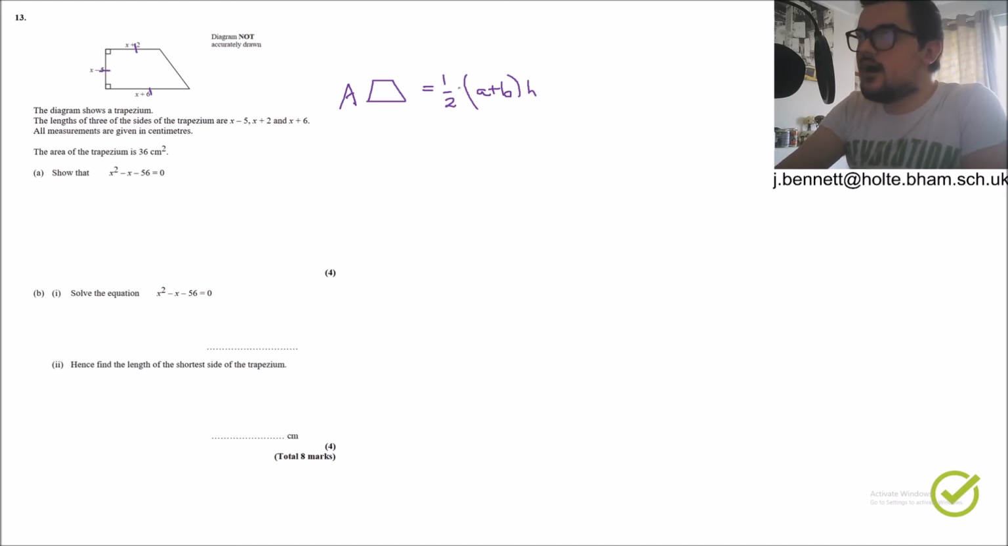So we're going to do half of A plus B, so we're going to sub our things in. We're going to just call this A, call this B, call this H. So A is going to be x plus 2, B is going to be x plus 6, and our H is going to be x minus 5. x plus x is 2x, 2 plus 6 is 8.